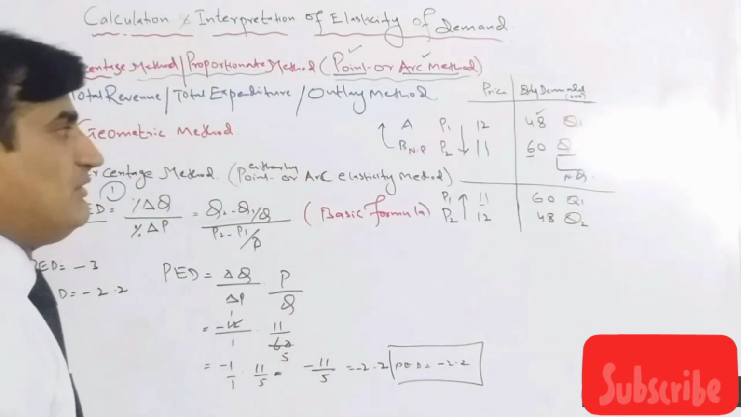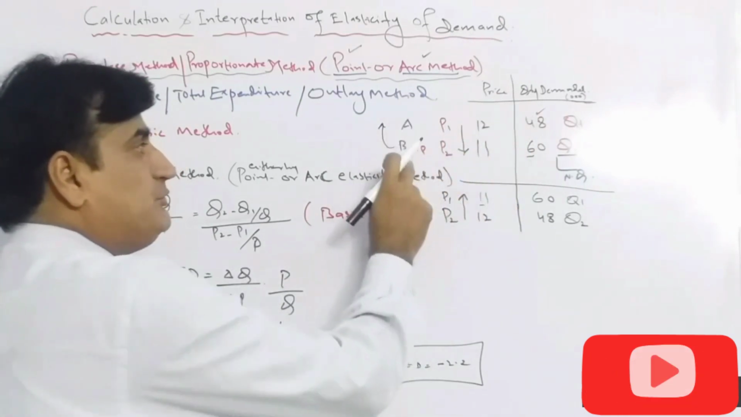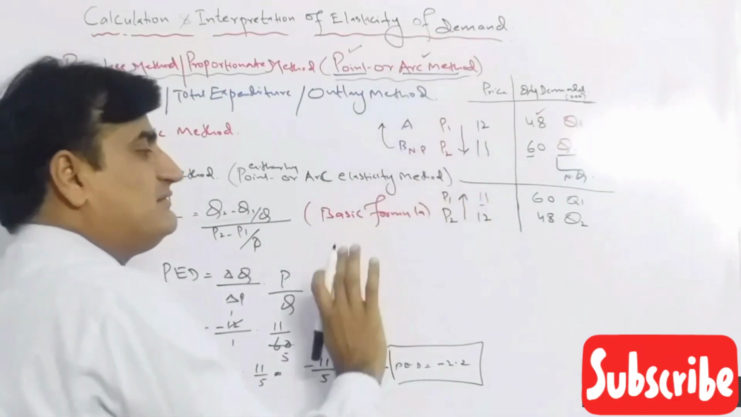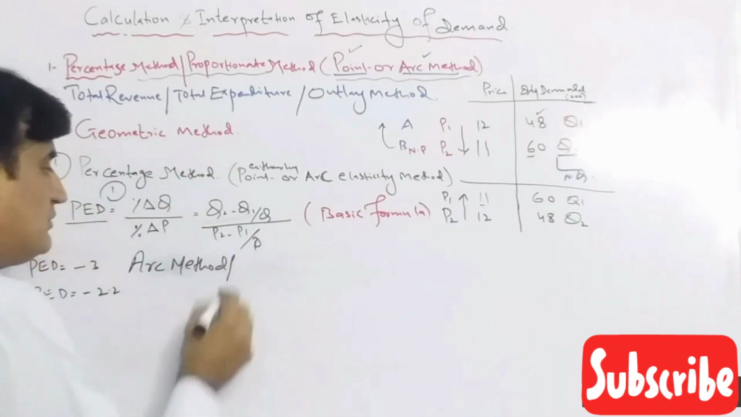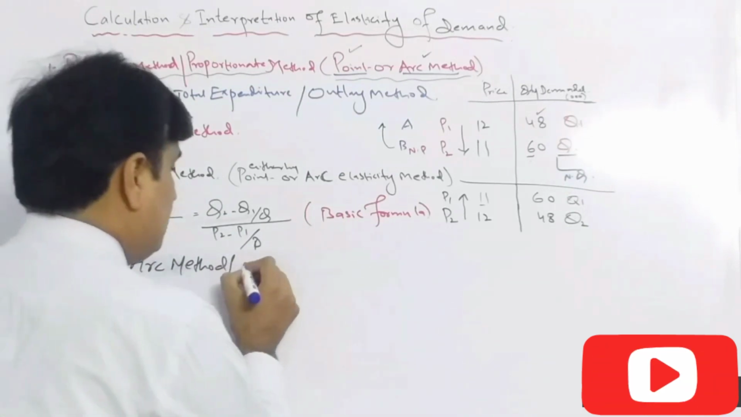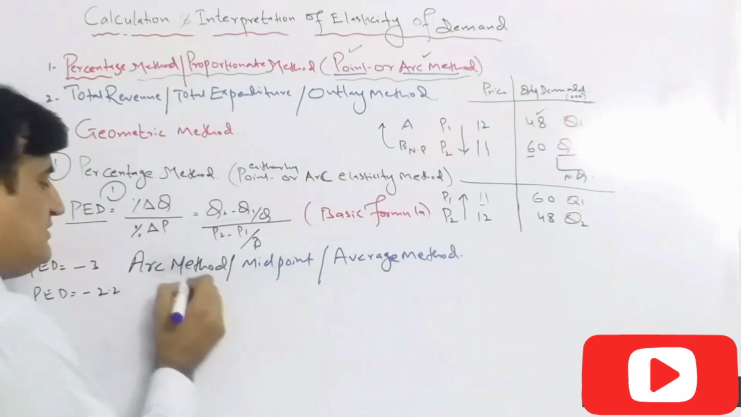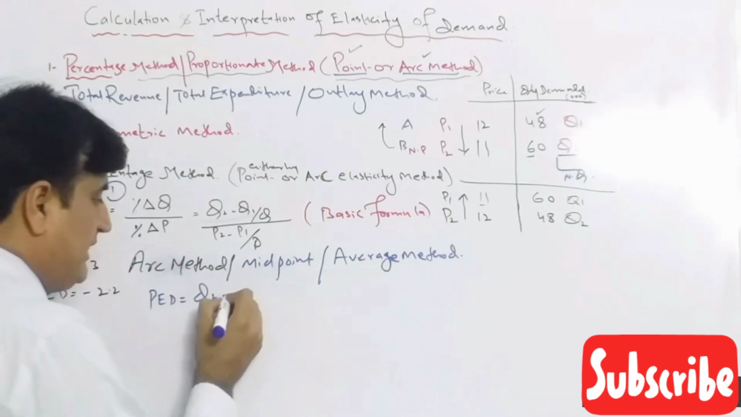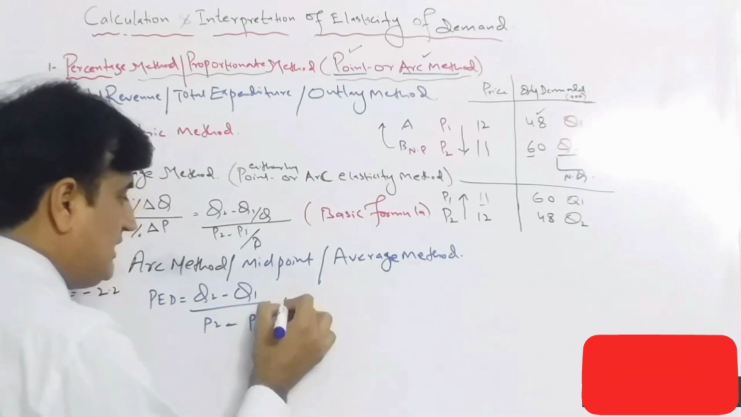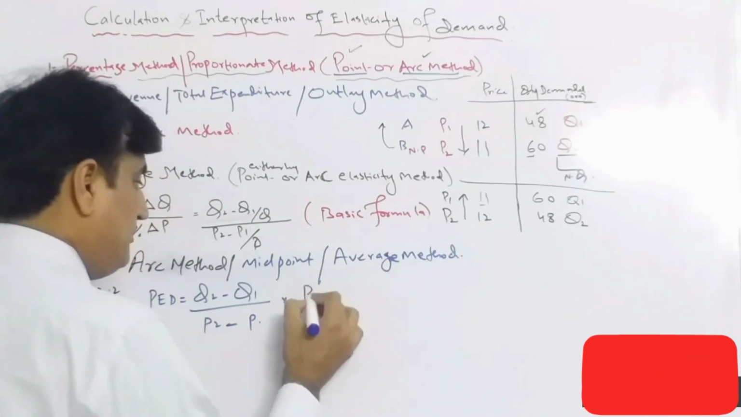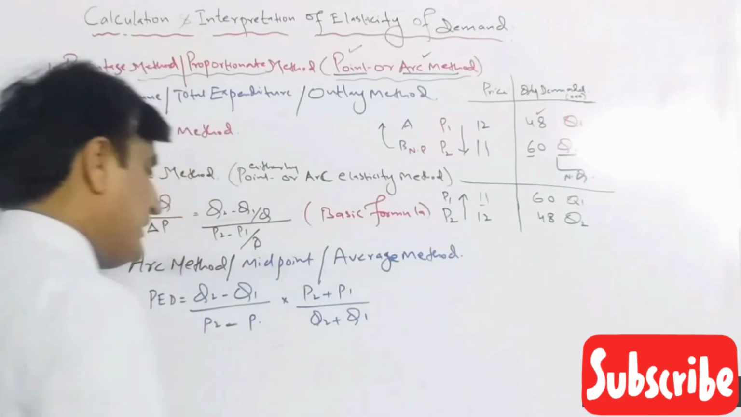So now we are going to calculate the elasticity when we move from A to B through the arc method; the result will be the same. The arc method is also called the midpoint method or average method. The formula for the arc elasticity of demand is equal to Q2 minus Q1 upon P2 minus P1 multiplied by P2 plus P1 upon Q2 plus Q1.